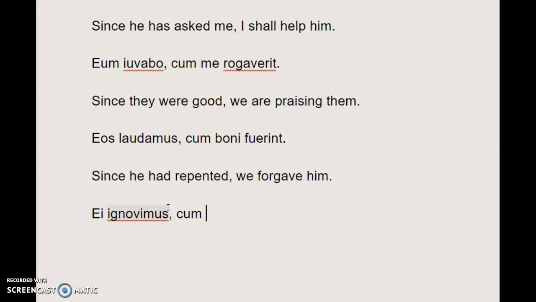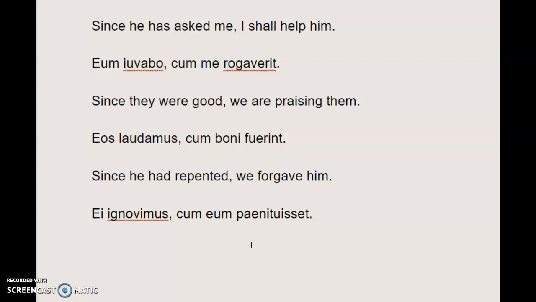So secondary sequence, same time would be the imperfect subjunctive. Prior time is the pluperfect subjunctive. So since he had repented needs to be a pluperfect subjunctive. But to repent is an impersonal verb. So technically we have to say, since it had repented him, we forgave him. So, eum, him, and then we need to think through our third principal part here. Well, the third principal part of to repent is paenituit. And then we have to turn it into a pluperfect subjunctive. So, isset, paenituisset. Ei ignovimus cum eum paenituisset. Since it had repented him, we forgave him.